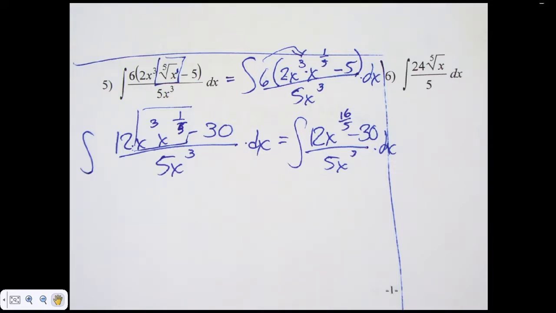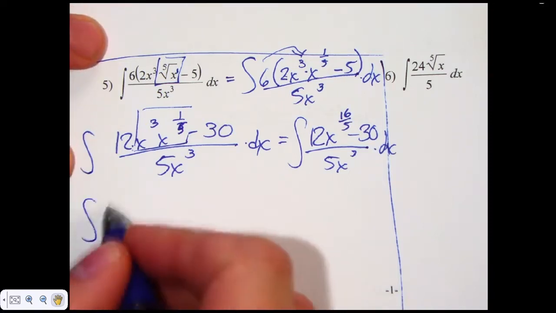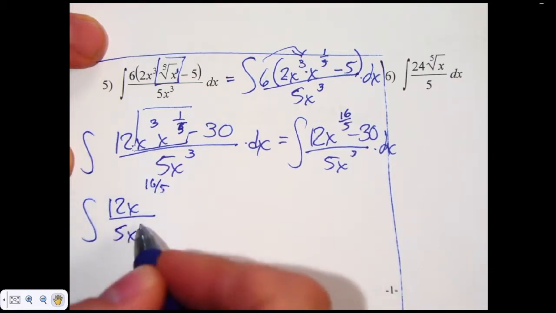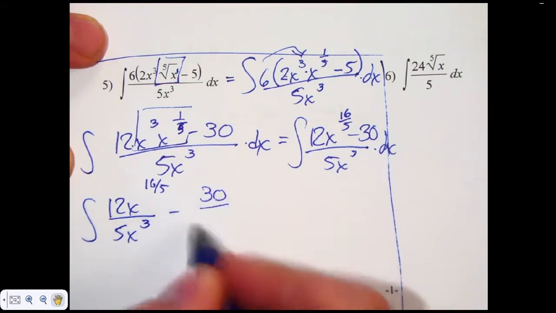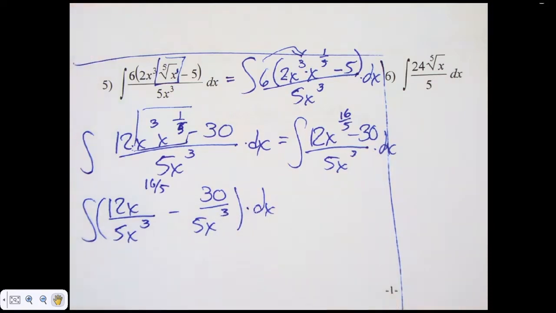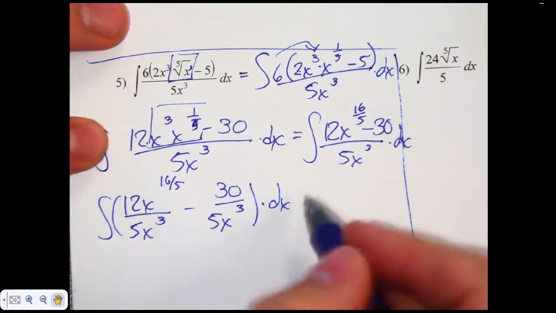Now I gotta split those up, and so this fraction thing becomes kind of an issue here. I just realized I could have made this a lot easier. Oh yeah, I still can. That's okay. Alright, no, this is good. We're good. 12x to the 16 fifths over 5x to the third minus 30 over. So we're going to simplify these now.